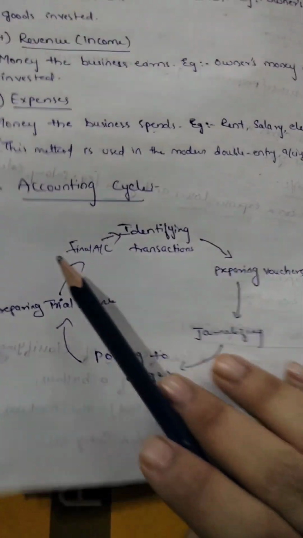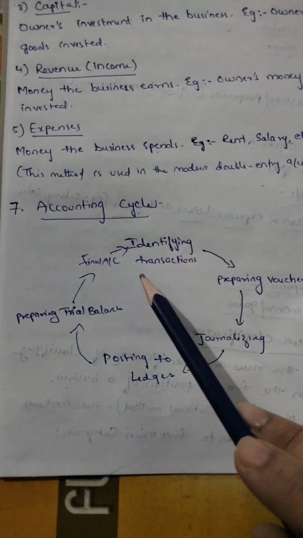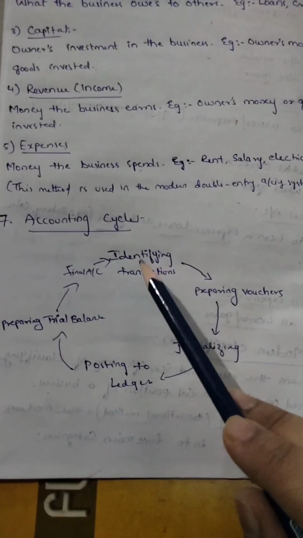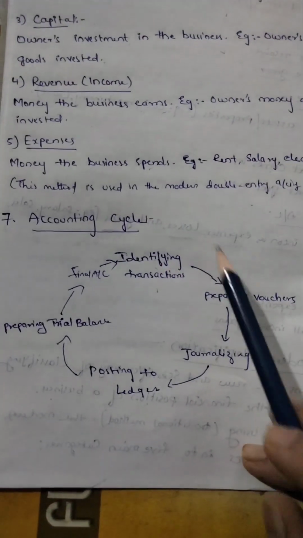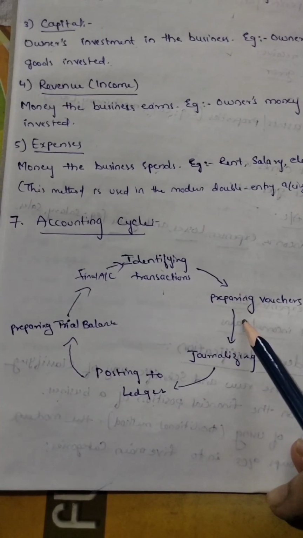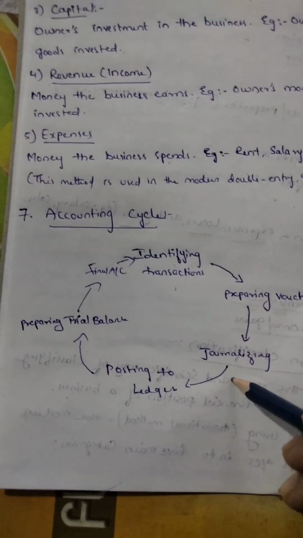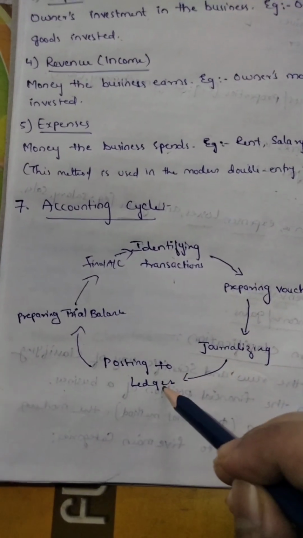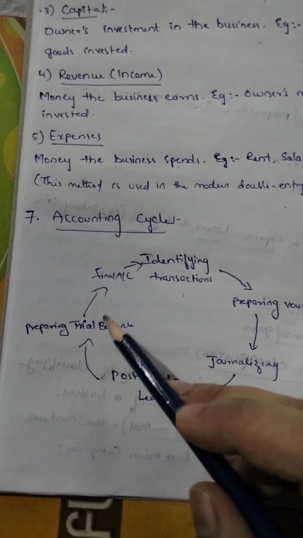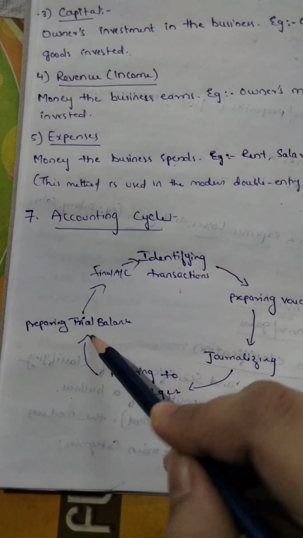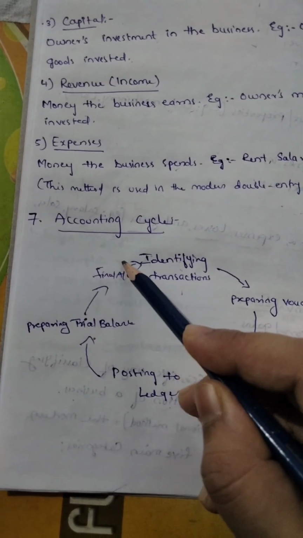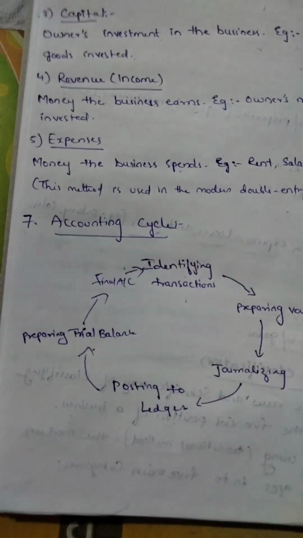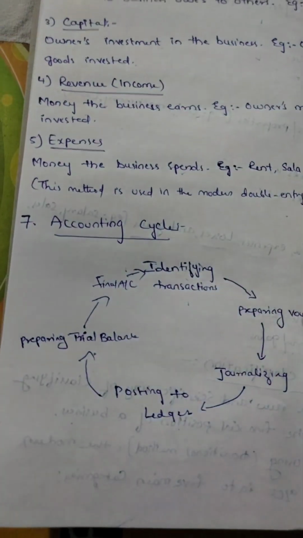And the second one is the accounting cycle. In the accounting cycle, first we have to identify the transactions, then we have to prepare vouchers, then journalize it. After journalizing, we have to post it into the ledger, and after posting to the ledger, we prepare a trial balance. After preparing the trial balance, we move to the final accounts, that is the balance sheet. So this is the accounting cycle.